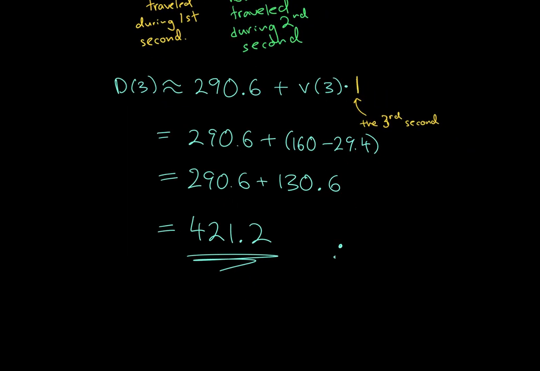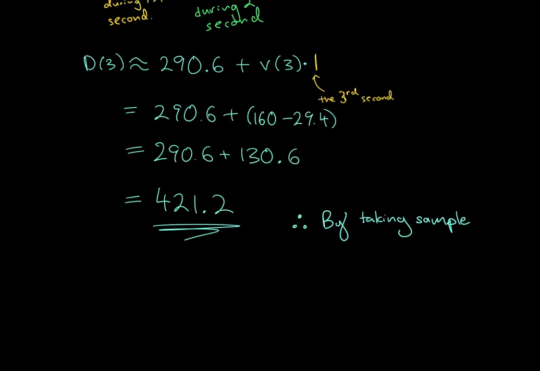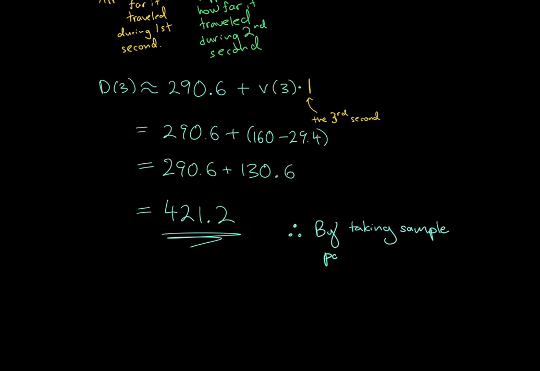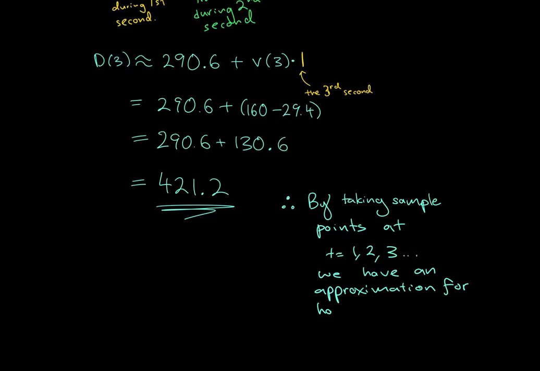Okay, so our approximation here is, I'll write this, by taking sample points at t equals 1, 2, and 3, we know an approximation for how far the ball traveled.